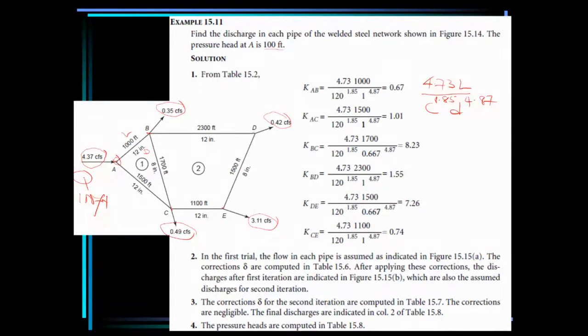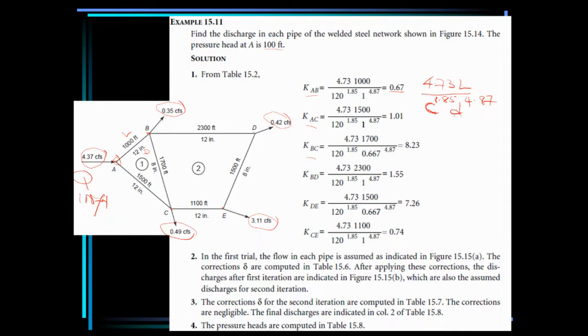All we need is the Hazen-Williams constant for the pipe, which is normally assumed to be 120 for each of them. So we only change the diameter and the length, and then we get the K for AB, AC, and all the pipes. We have a total of 6. So this is the coefficient, the equivalent resistance for each of the pipes.